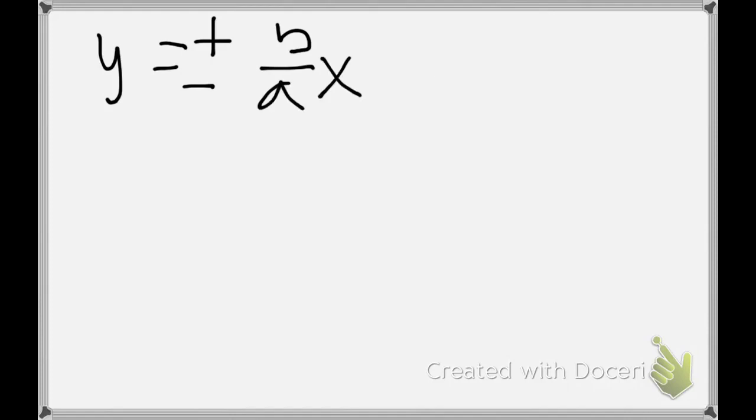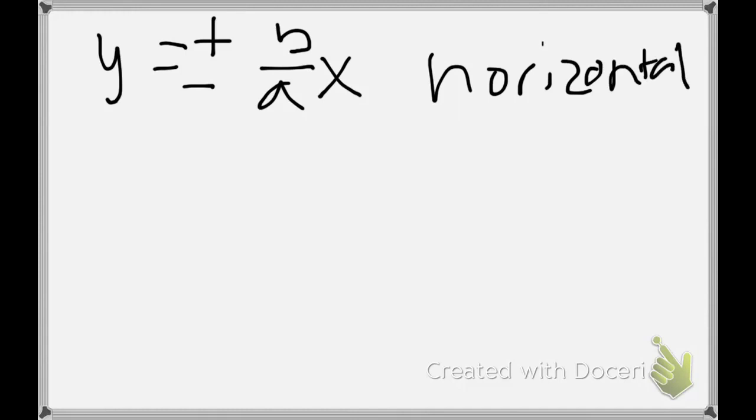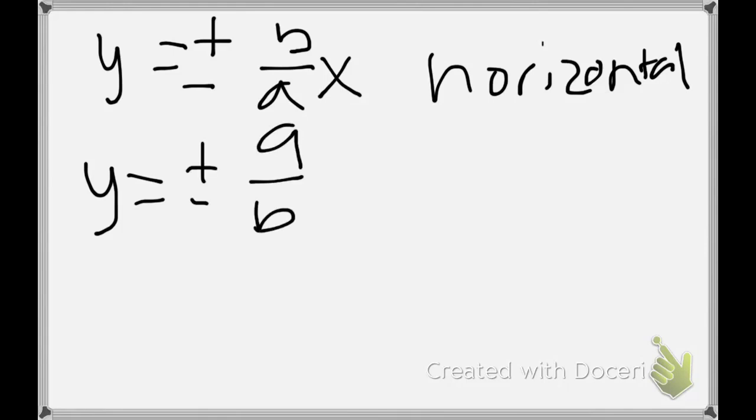Now to find the asymptotes of a horizontal axis, we would do y equals plus or minus b over a x. And this is for the horizontal again. For the vertical axis, we would use y equals plus or minus a over b x.